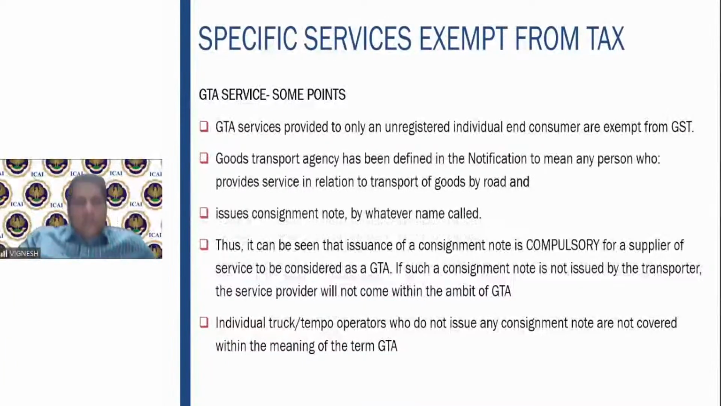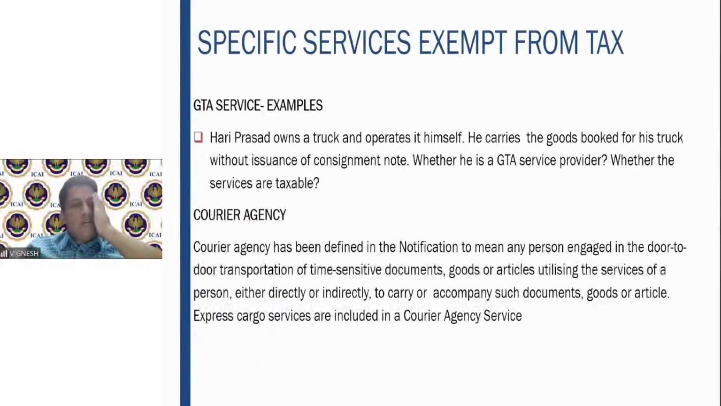So if GTA services are provided to an unregistered individual end consumer, exempt from the GST. What does the goods transport agency mean? It means any person who provides the service in relation to the transport of goods by road and issues the consignment note or whatever name called. Issuance of consignment note is compulsory for a goods transport agency to be considered as a supplier of service here. If consignment note is not issued by the transporter, the service provider will not be considered as a GTA. Individual trucks, etc., who don't issue the consignment note are not covered within the meaning of GTA.